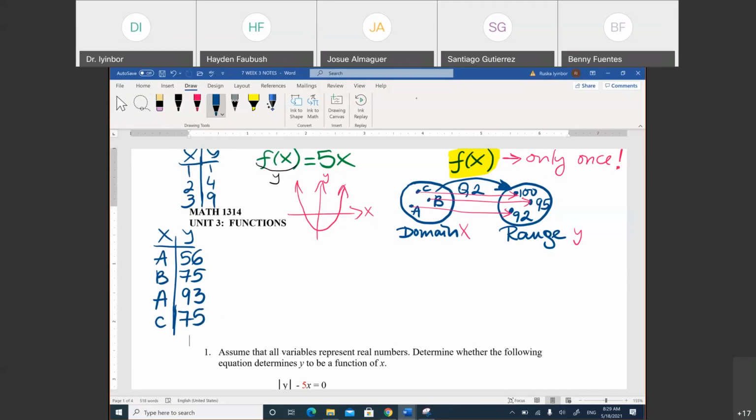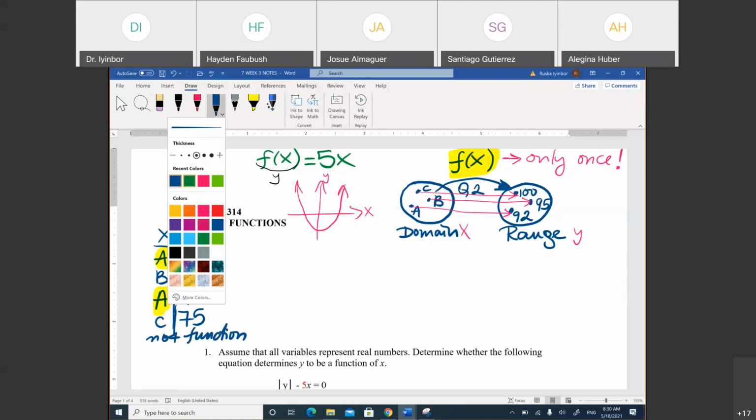What do you think? Not a function. Why is it not a function? You have repeating numbers or repeating x's. Repeating x's, that's right. Because I have A and A. That means student A gets 56, student A gets 93. You have two different grades for the same student, right? For the same assignment. So that's not a function. Okay, everybody understand when it is not a function? If you have repeating x's. Everybody get that? Yes, okay.